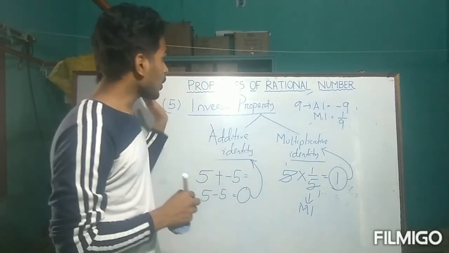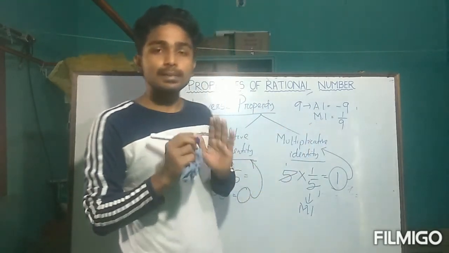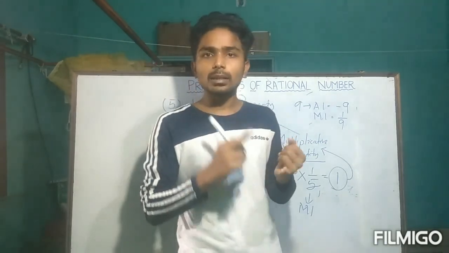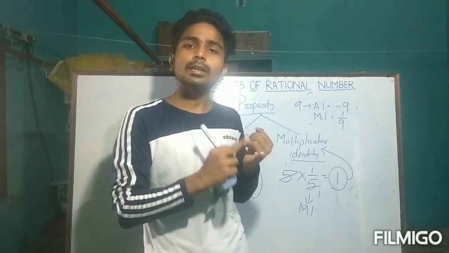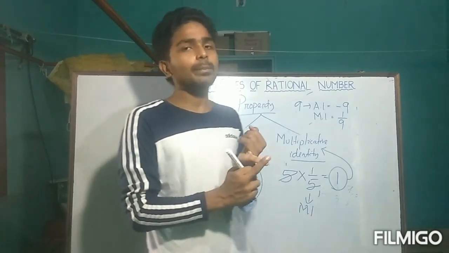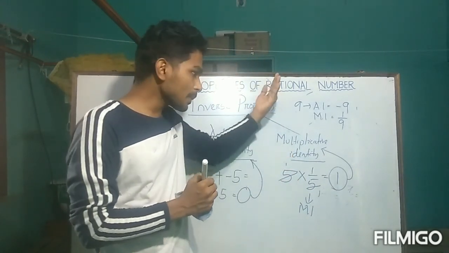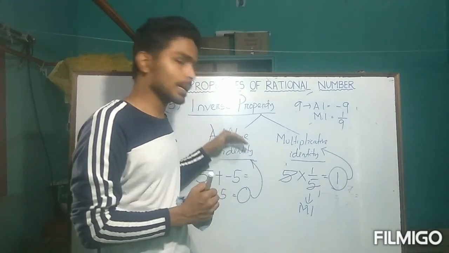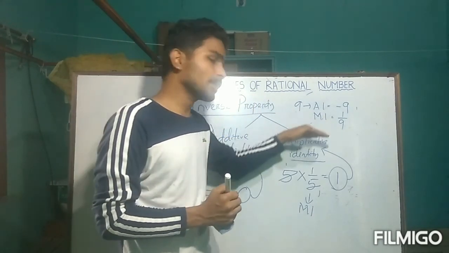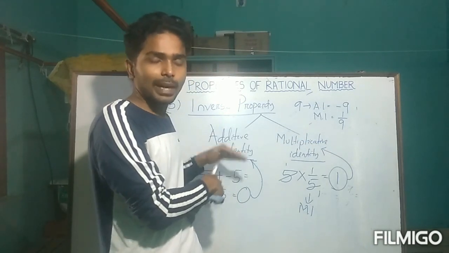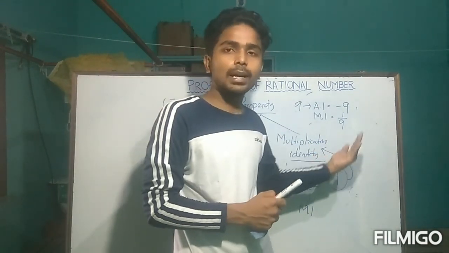So this is all about the properties of rational number. Today we have studied about the closure property, associative property, commutative property, distributive property, as well as inverse property. Again, inverse property has two directions. One is additive identity, one is multiplicative identity. 0 is the additive identity, 1 is the multiplicative identity.